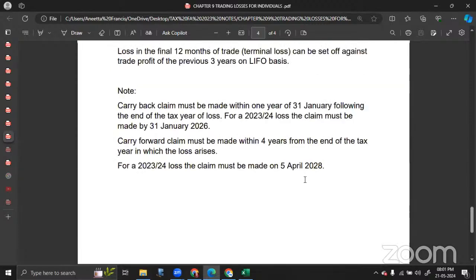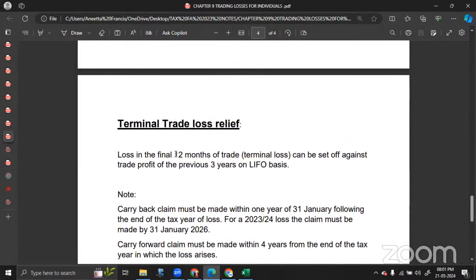And there is no difficulty for terminal loss as well. The final 12 months trade loss is called terminal loss. It is set off against previous 3 years trade profit on a LIFO basis. Since the accessible income chapter is eliminated, terminal loss is a very easy calculation. You just need to take the last 12 months loss.